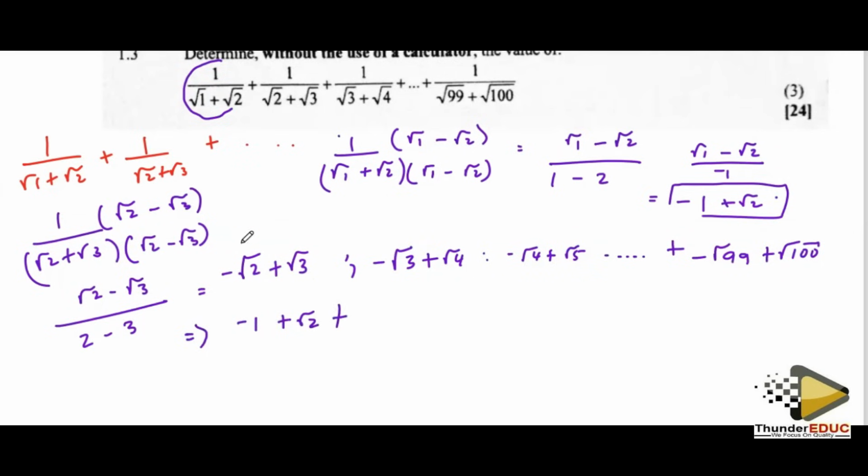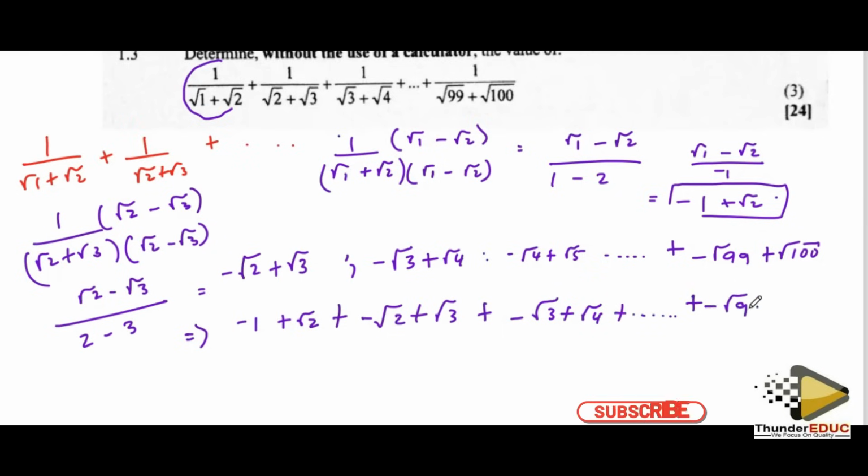But then I'm adding my second term, which is negative root 2 plus root 3, plus the negative root 3 plus root 4, and so on and so forth, up until I get to negative root 99 plus root 100. What I notice is that this is going to cancel that. The 3's are going to cancel. The 4's are going to cancel. Up to this point of negative 99, everything is just going to cancel.